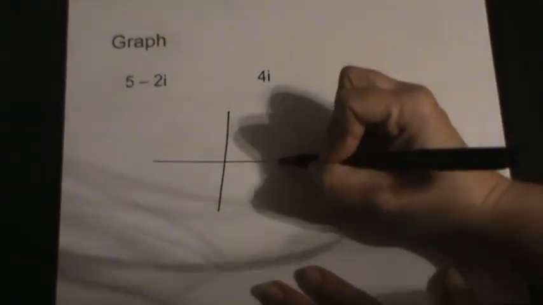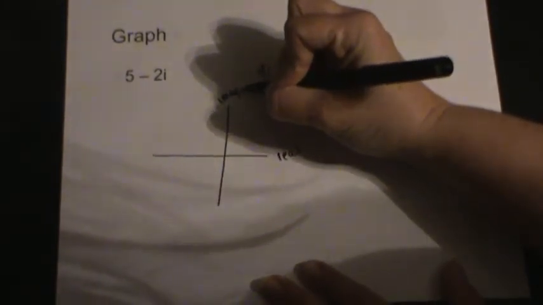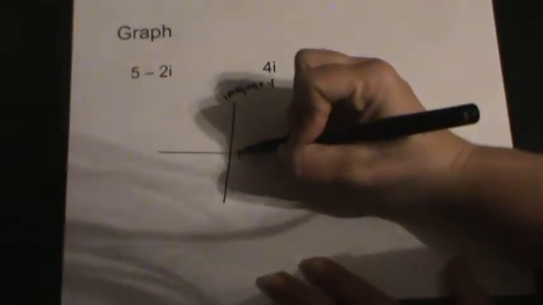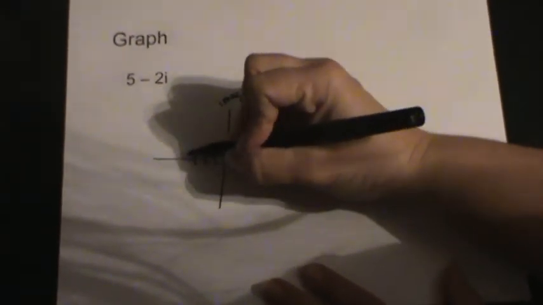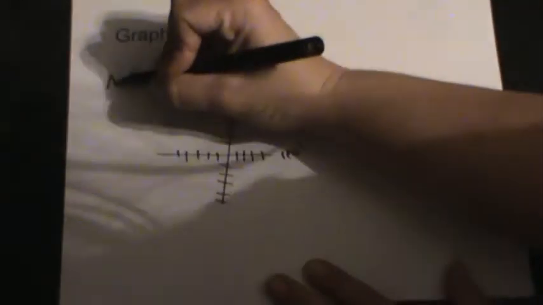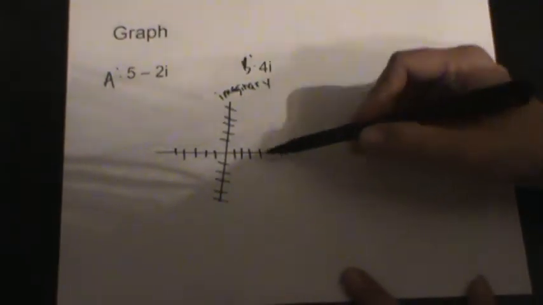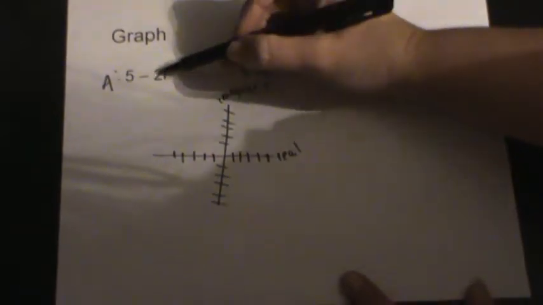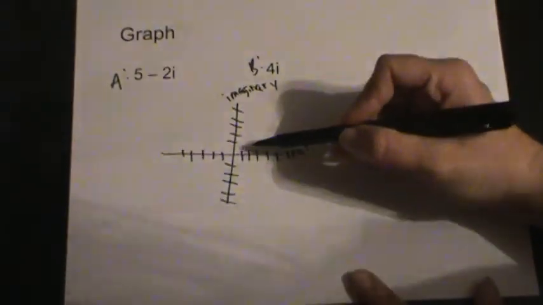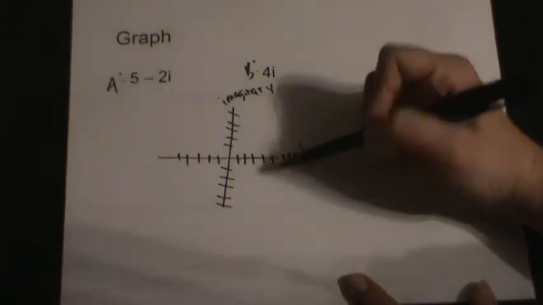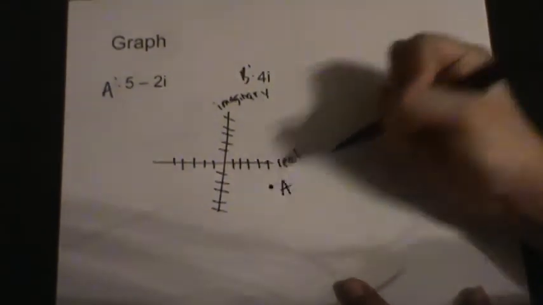So when we look at this, I do want you to go ahead and label this. This is your real number axis. This is your imaginary number axis. So I'm going to call this one A, I'm going to call this one B. When we look at this, the real number is 5. So that means on the real number axis I got to go over 5. The imaginary number would be negative 2. So I go over 1, 2, 3, 4, 5, and then down 1, 2. And that's where A would go.